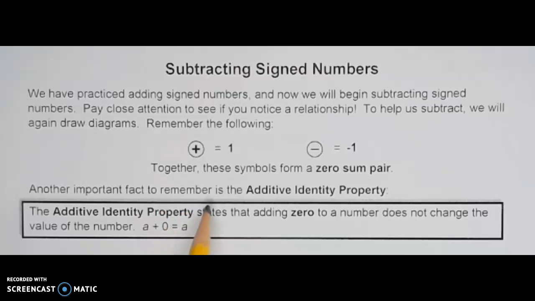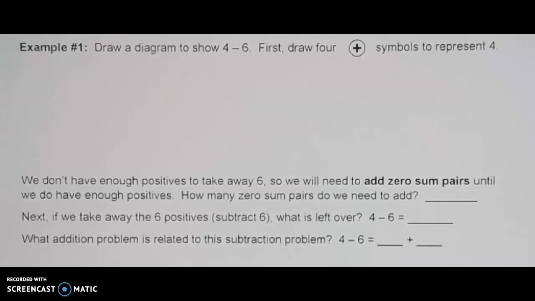Another important fact to remember is the additive identity property. The additive identity property states that adding 0 to a number does not change the value of the number. So any number A plus 0 is going to give you that original number back. So keep in mind again, a positive and a negative form a zero-sum pair, and if you add 0 to a number, the number is unchanged.